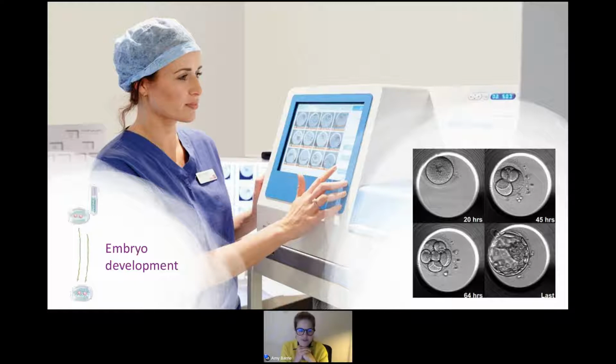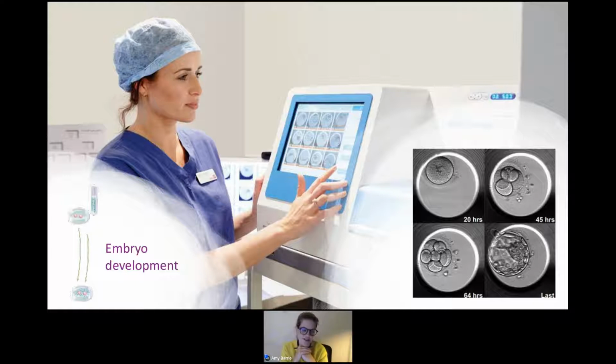So we like to leave them where they are as much as possible, which is why these time-lapse incubators are so good, because it means we can get 24-hour surveillance and we don't have to take the dishes out. So there's 4 images on the screen here. You can see top left-hand corner is 20 hours after the insemination or injection.